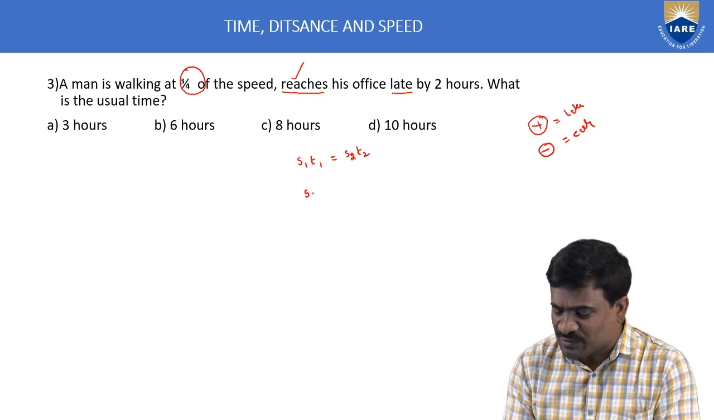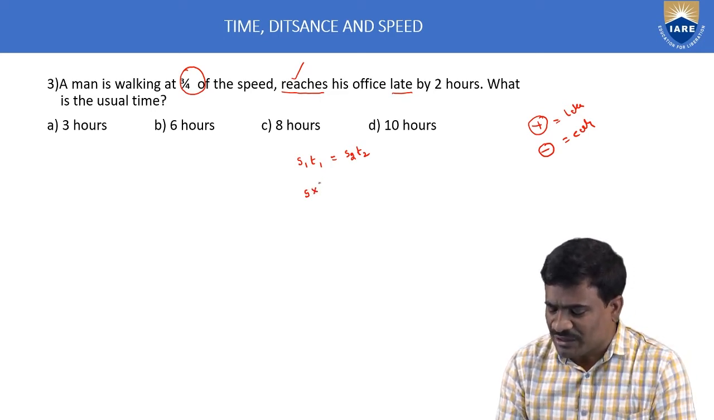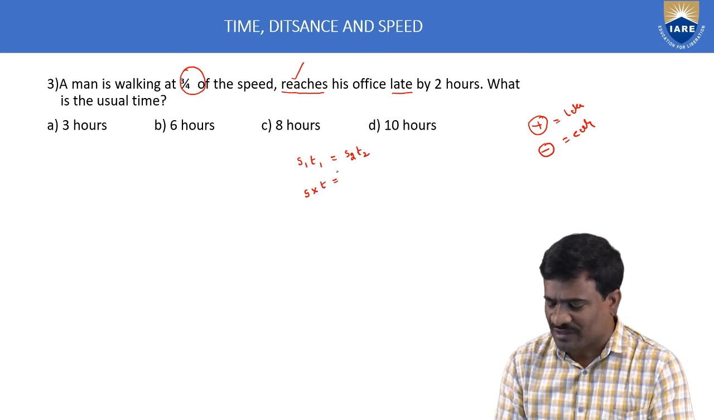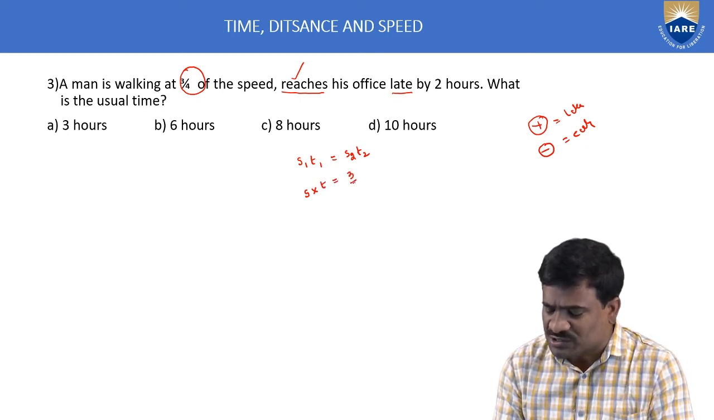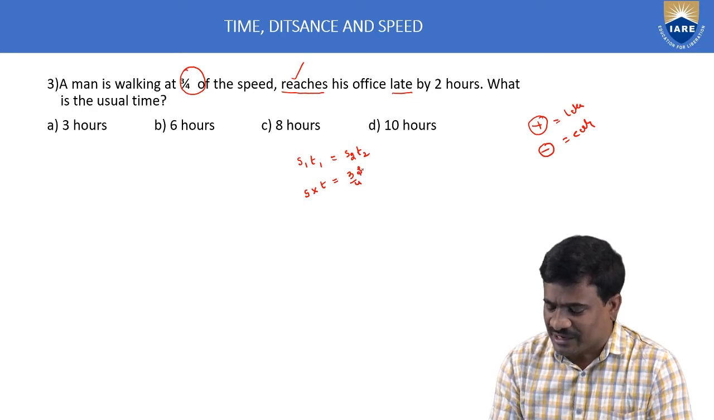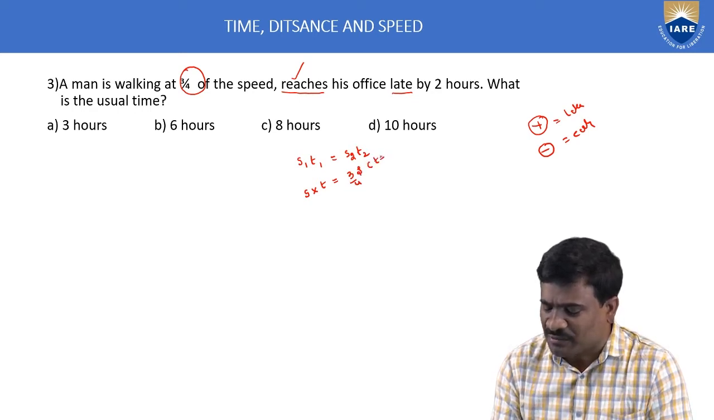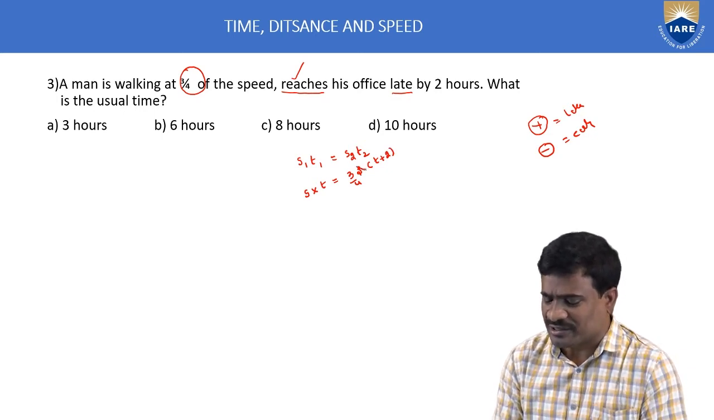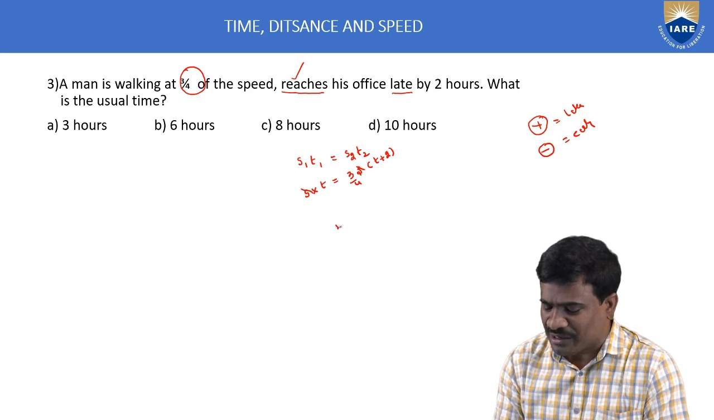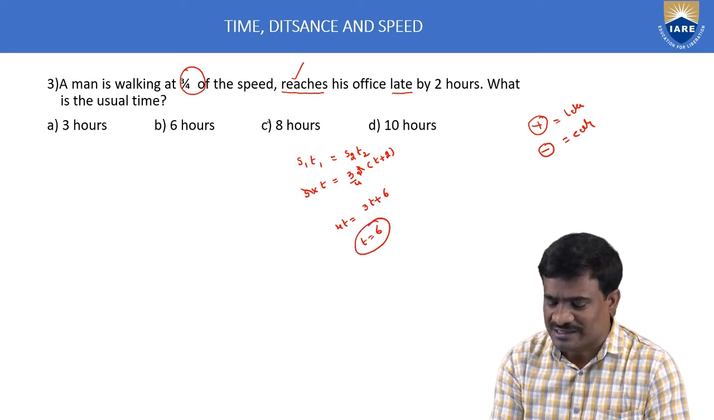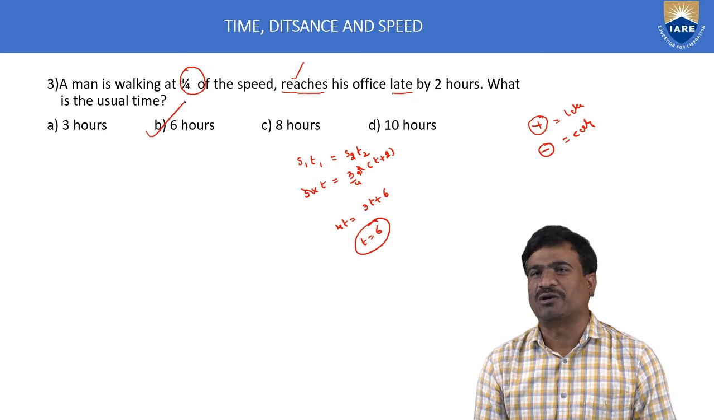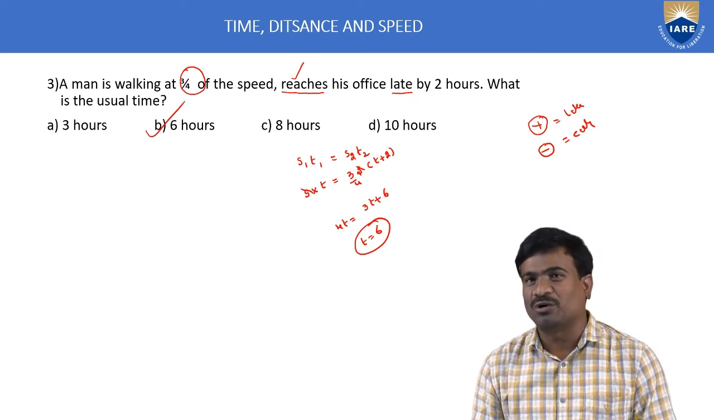Here, S1 is the usual speed, equal to S, and T1, the usual time, is equal to T. S2 is 3 by 4 into S, and T2 is late by 2 hours. Late means T plus 2. Just by using LHS and RHS, the S term cancels, remaining 4T is equal to 3T plus 6. Then T is equal to 6 hours. Usual time is equal to 6 hours. Option B is the only right answer.